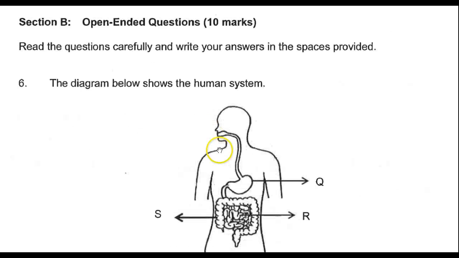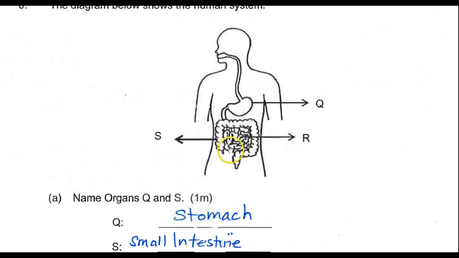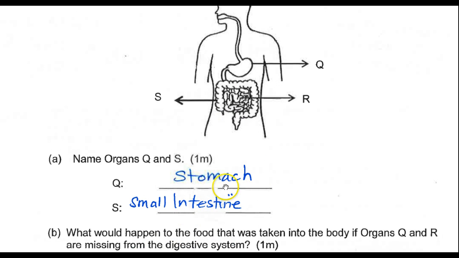Next, I'm surprised that most of you know these answers. This is the stomach over here. This big organ over here is called the stomach. Sorry, this is the large intestine, sorry for the error. This is the large or the big intestine, not the small one. R is the small intestine. S is the large intestine.